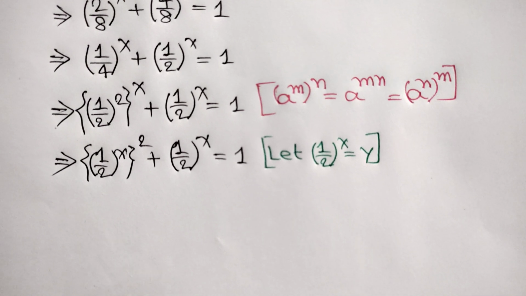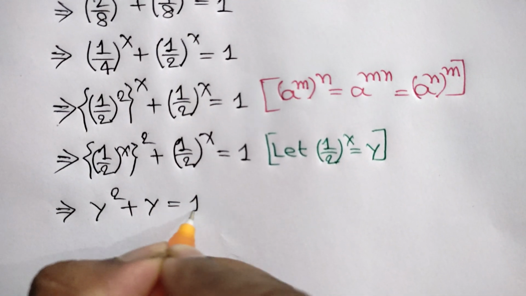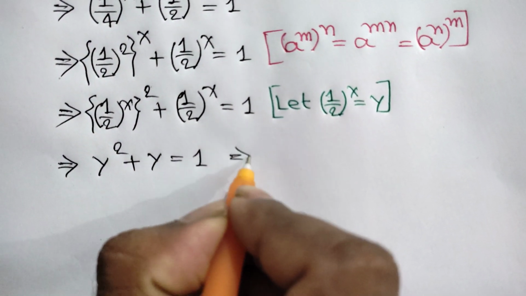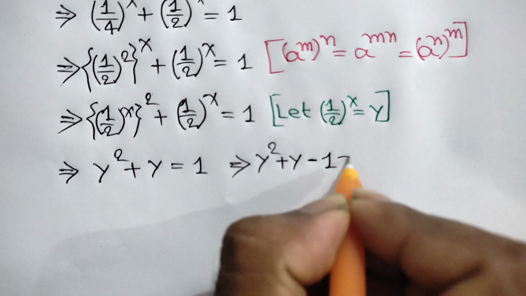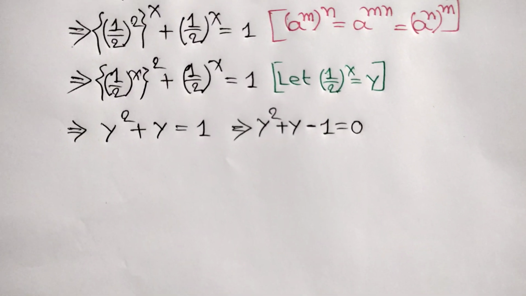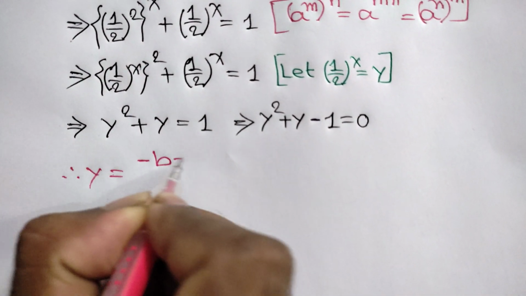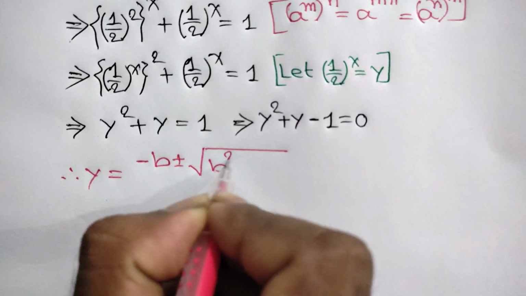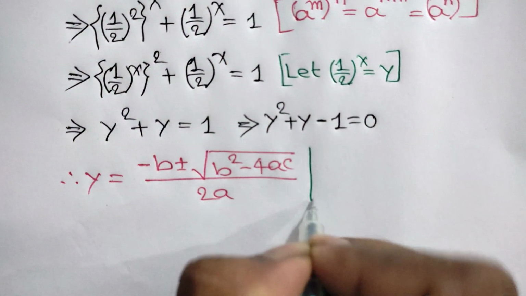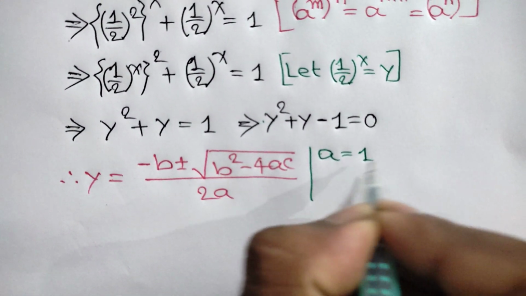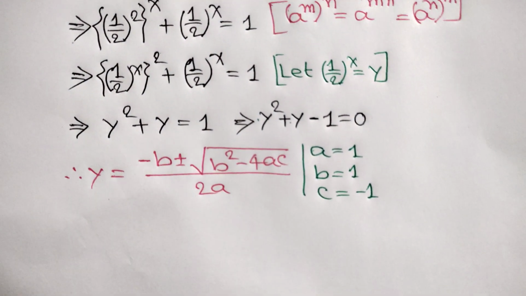So here we can write y squared plus y is equal to 1. Taking this positive 1 to the left side, we get y squared plus y minus 1 is equal to 0. Now this is a nice quadratic equation. We know that y is equal to minus b plus or minus square root of b squared minus 4ac over twice a. Here a is equal to 1, b is equal to 1 and c is equal to negative 1.